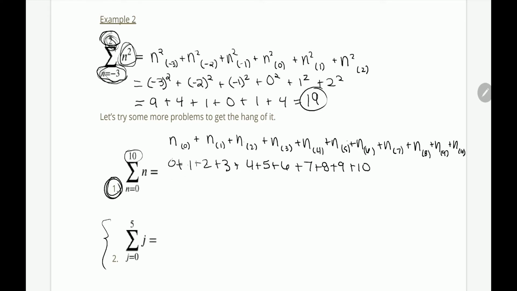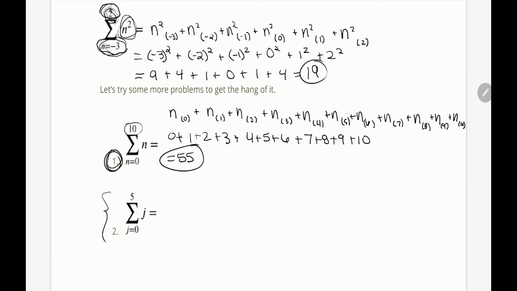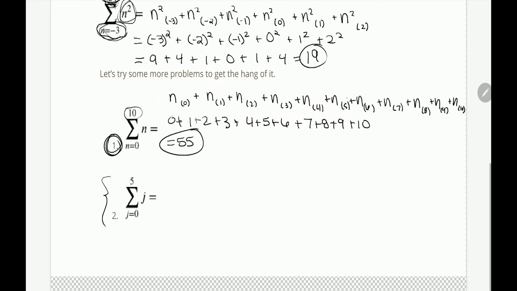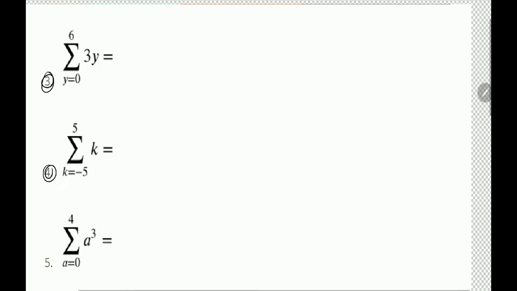Okay? And then if we add all these up, we're going to get 55. You can type that in a calculator if you need to, or you can add it up in your head, however you want to do it. So I want you to try this one. Think, you're taking j, you're replacing it with the numbers from 0 to 5. Add them all together, see what you get. All right. So I'm going to go over 3, 4, and then I'm also going to go over numbers 6 and 7, and then you're going to be on your own for the rest of them.